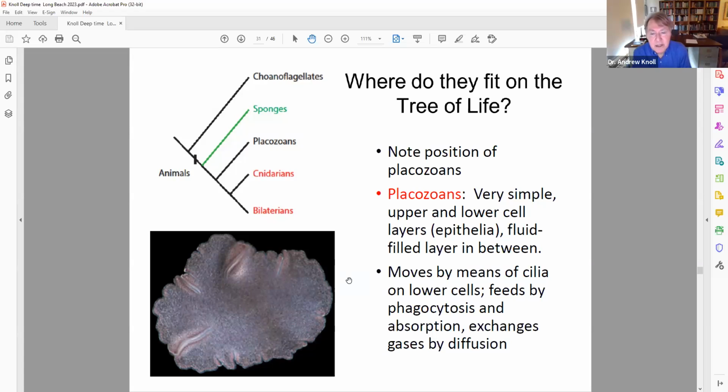It contains upper and lower cell layers, a fluid-filled layer in between. It moves by means of cilia on the lower surface of the cells, doesn't have muscles. It feeds by absorption and phagocytosis and exchanges gases by diffusion. In other words, except for its smaller size, the description of placozoans is very similar to the description of those fossils that we saw from Newfoundland. And I think most people, including me, would put the earliest fossil record right in here, between sponges and the diversification that would produce most of today's diversity.